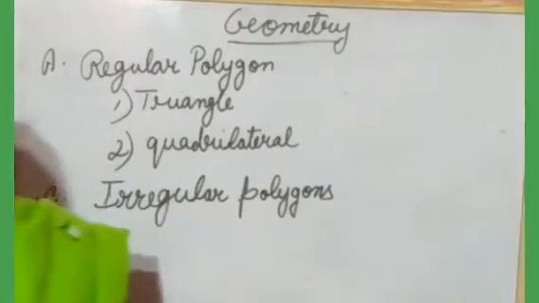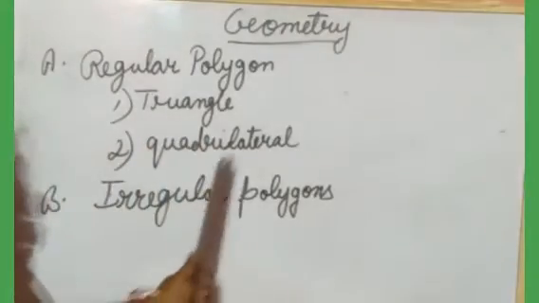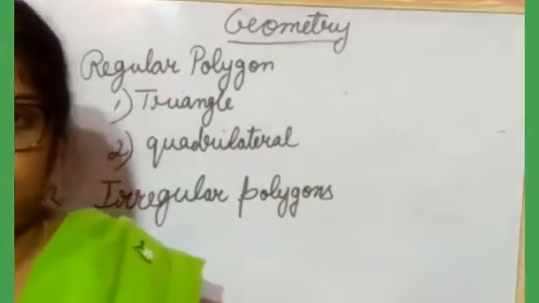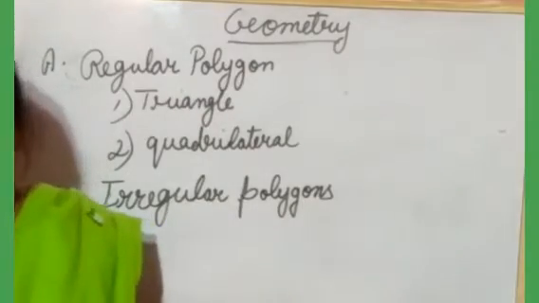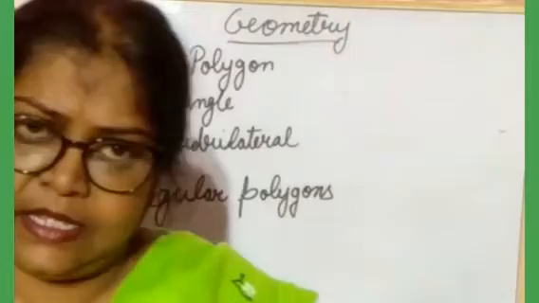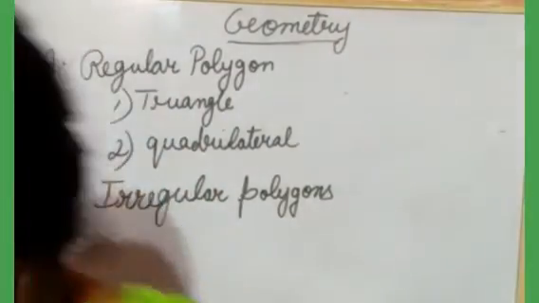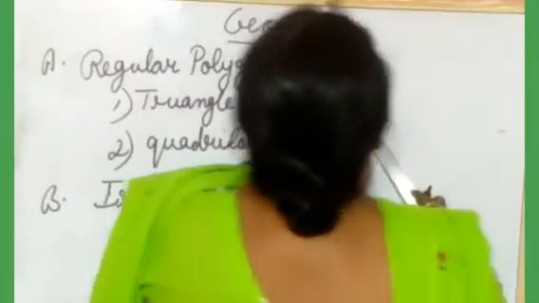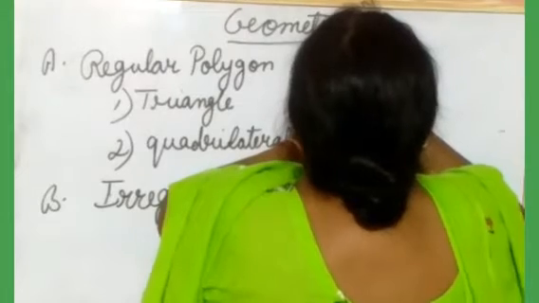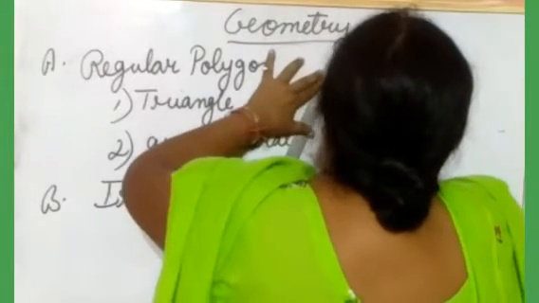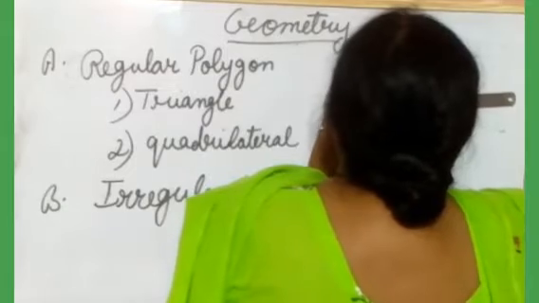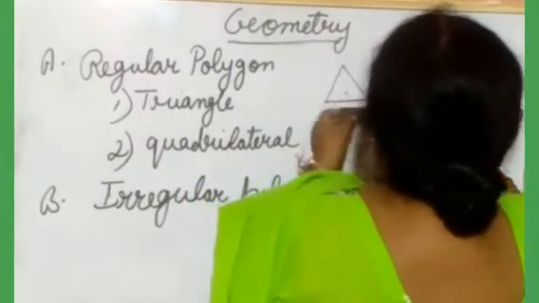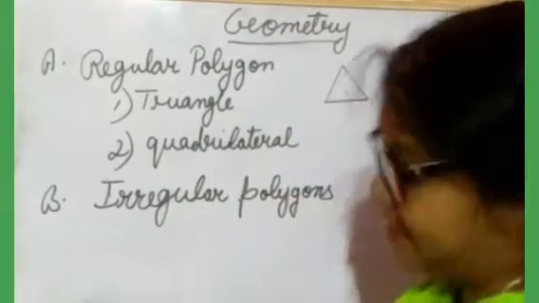So for example, you can see a quadrilateral or triangle. These are all regular polygons. Quadrilateral or triangle, these are all what? Regular polygons, where all sides are equal in length. Understood? So if a triangle is there, you see here the triangle: 7 cm this side, 7 cm this side, and this side also 7 cm. So here you are seeing equal sizes, with all sides equal in length.